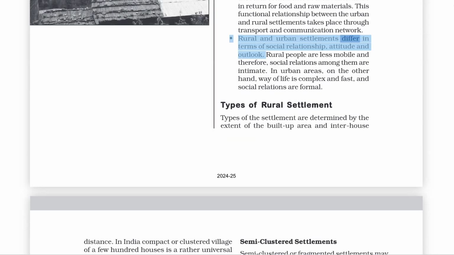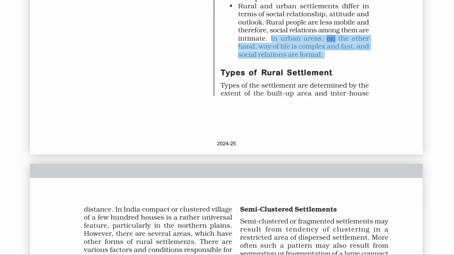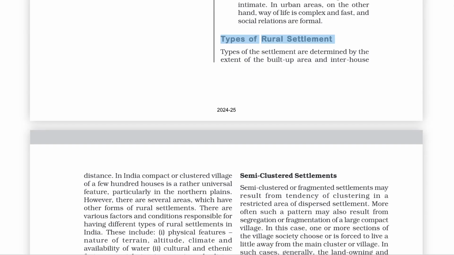Rural and urban settlements differ in terms of social relationship, attitude, and outlook. Rural people are less mobile and therefore social relations among them are intimate. In urban areas, on the other hand, way of life is complex and fast and social relations are formal.